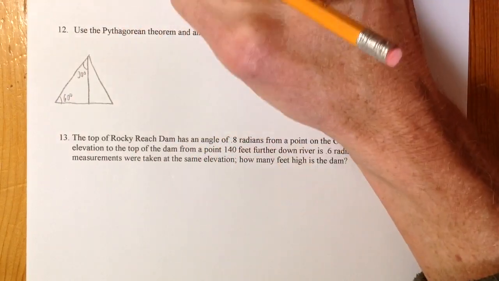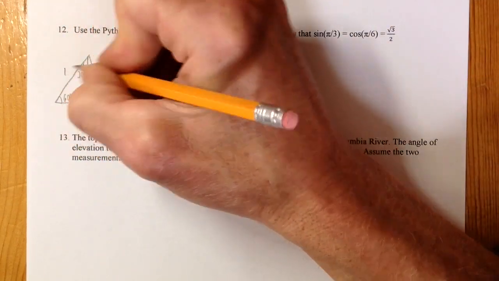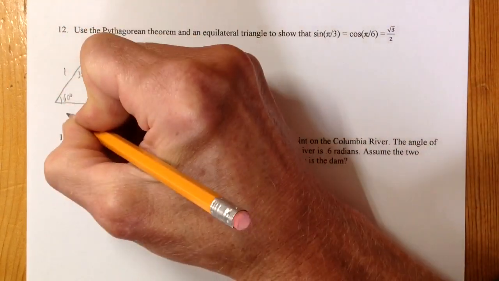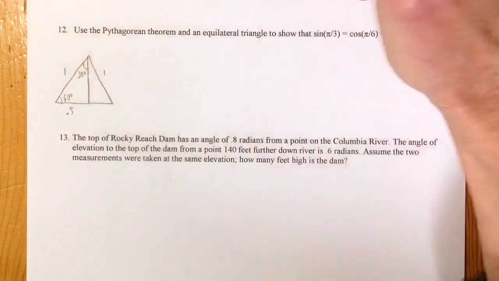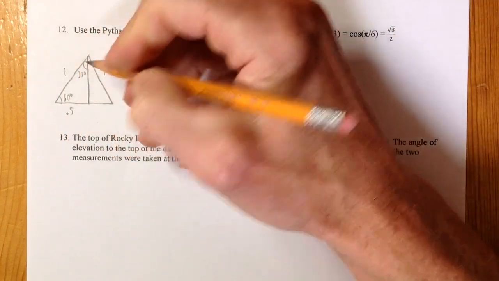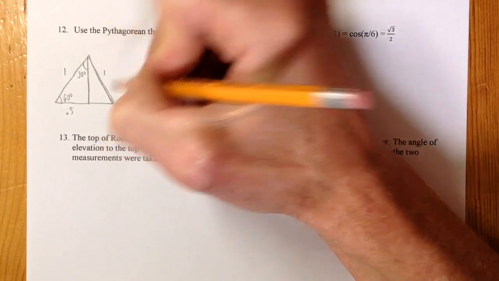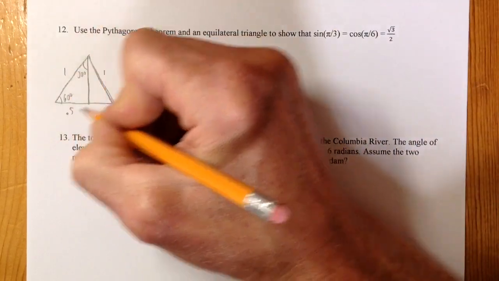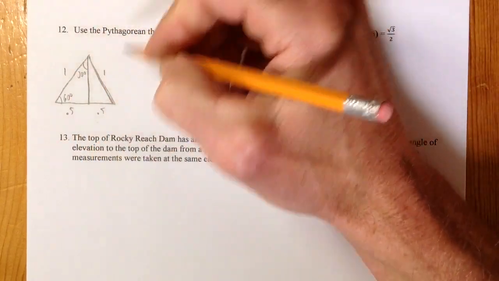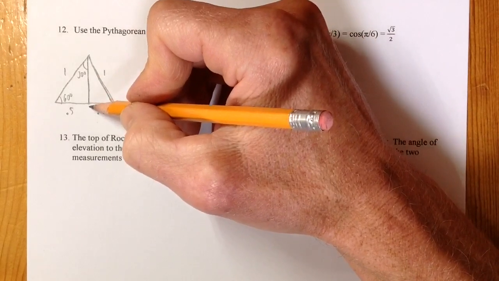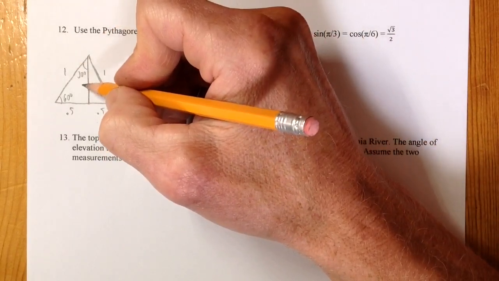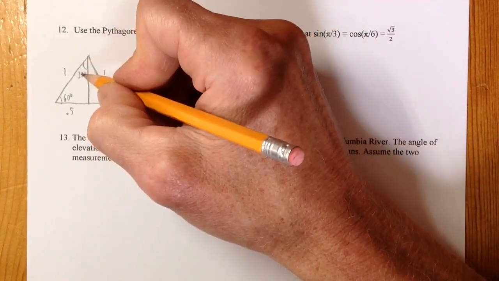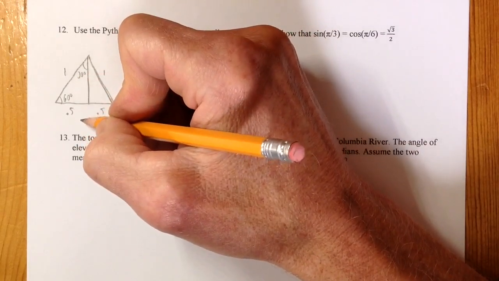Okay, let's make it an equilateral triangle with sides of 1. So therefore, this side is 0.5, right? Because we chopped it in half. Again, this is very bad. This should be a little bit longer here, but whatever, you get the idea. This side is a half, this side is a half, because we chopped in half the equilateral triangle. Now we have a 30-60 triangle.